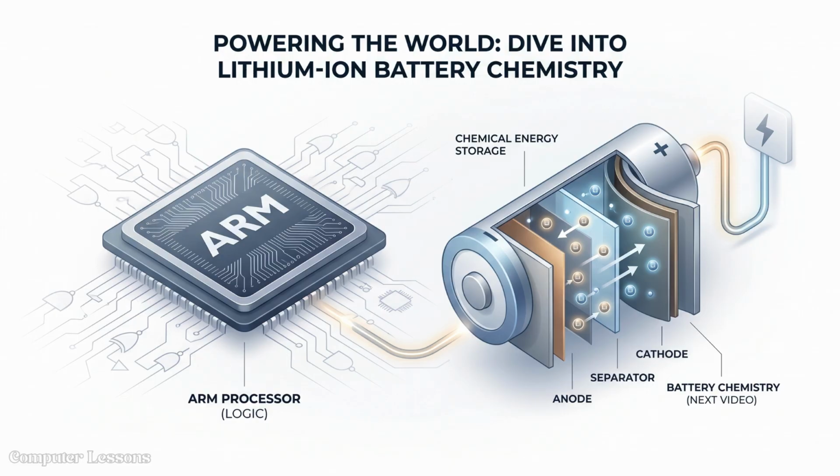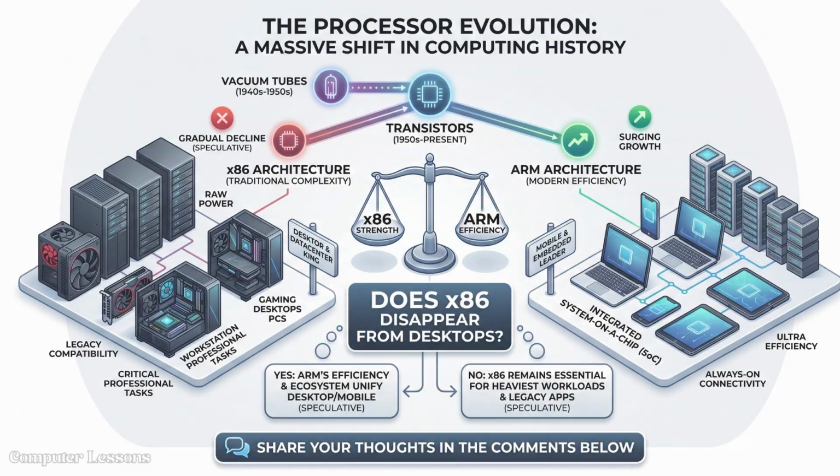The transition from x86 to ARM represents a massive shift in history since the move from vacuum tubes to transistors. Do you believe that x86 will eventually disappear from our desks, or will it always be needed for the heaviest professional tasks?